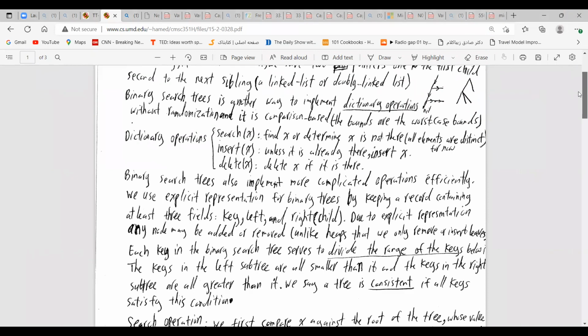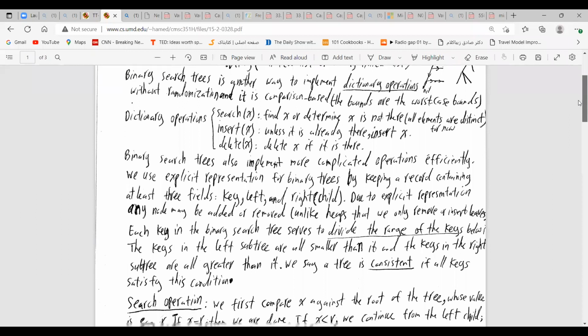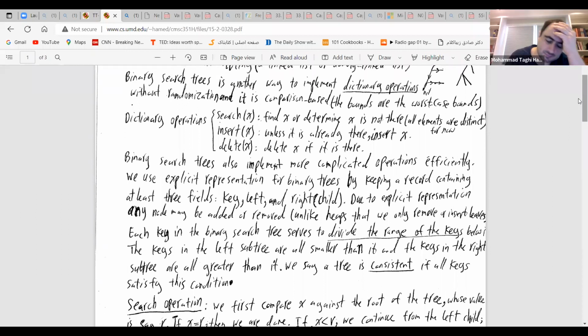Is hashing usually used for dictionary operations? Sorry, can you repeat? Is hashing more used for dictionary operations? I mean, it depends. For example, as I mentioned, you have the unordered map and ordered map, unordered map and just map in C++. It depends on your case.